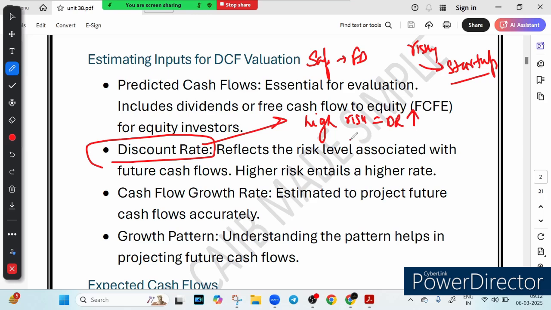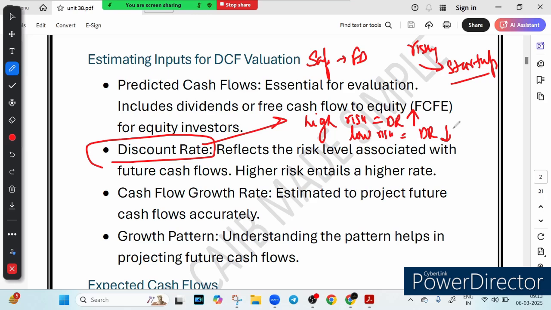So the simple rule is that if risk is high, the discount rate will be high. I have told you earlier. And if risk is low, the discount rate will be lower, right? High risk means a high discount rate, which means we discount future cash flow more, and low risk means a lower discount rate, as the cash flows are more certain. Since the cash flow is more certain, that is why they have a lower discount rate.